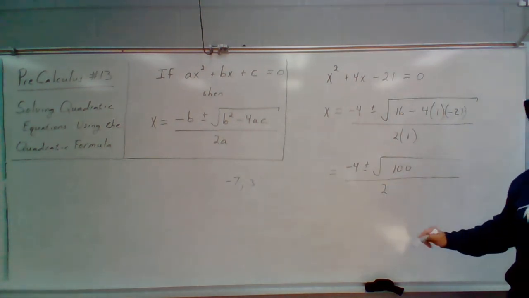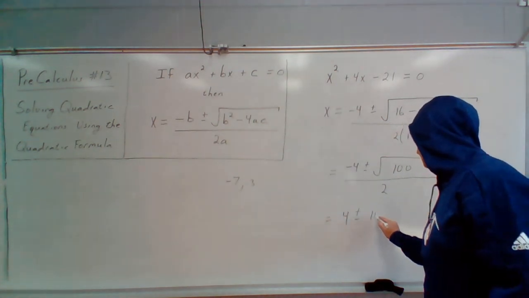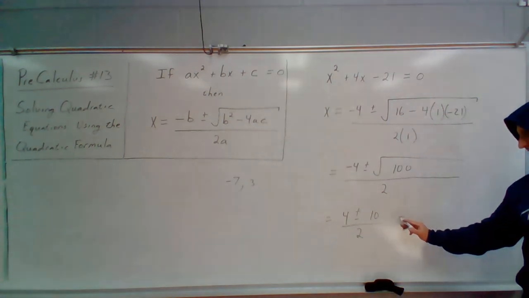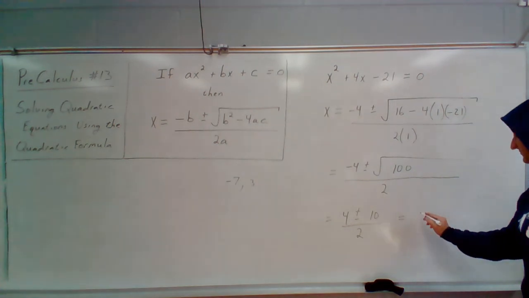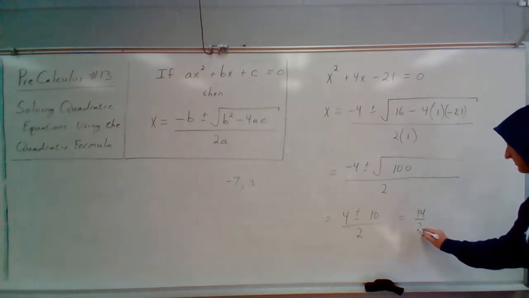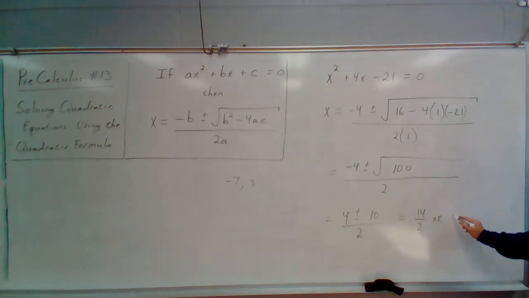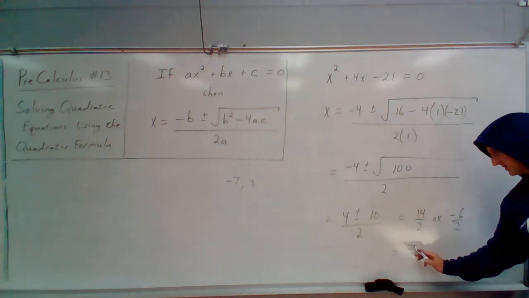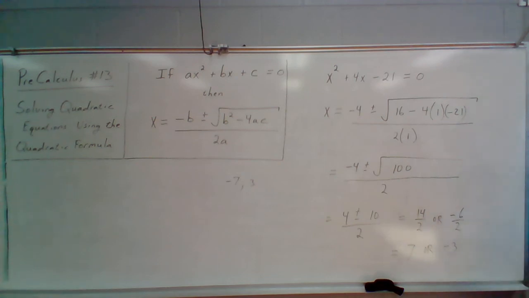The square root of 100 is 10 over 2. All right, so I have 4 plus 10. That's 14 over 2, or 4 minus 10, that's negative 6 over 2. If I simplify those, I get 7 or negative 3.